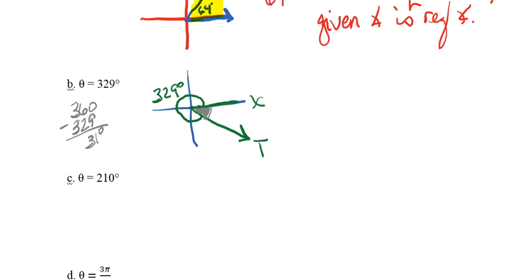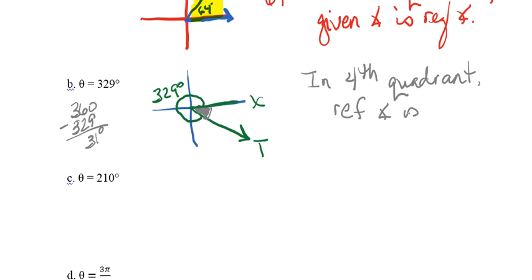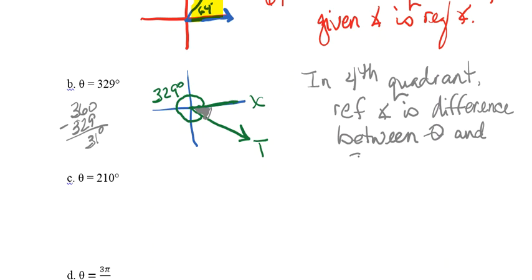So in the fourth quadrant, the reference angle is the difference between the given angle and 360. So in short, just do 360 minus theta. Now, of course, this is provided that they give us a positive angle. If it was a negative, then we'd have to add it.